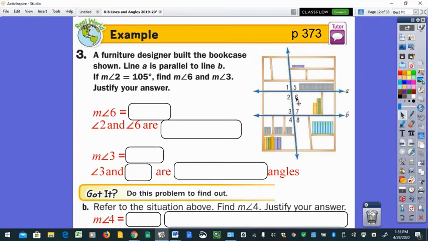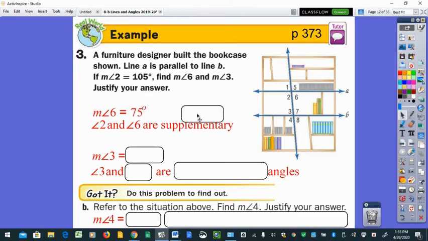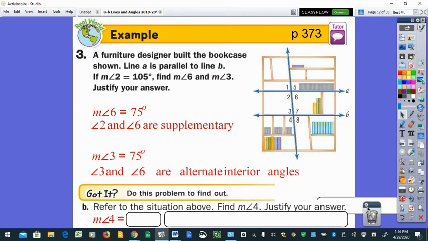To find angle 6, it's pretty easy because those two angles are supplementary. They form a straight angle here. They have to add to 180. So if I take 180 and subtract 105, the measure of angle 6 should be 75. You'll notice these two angles add up to 180 degrees. How do I find the measure of angle 3? Angle 3 and angle 6 that we just found are alternate interior angles. They have to have the same measure. So the measure of angle 3 is going to be 75 degrees because of that alternate interior relationship.